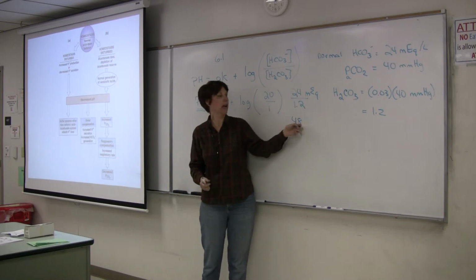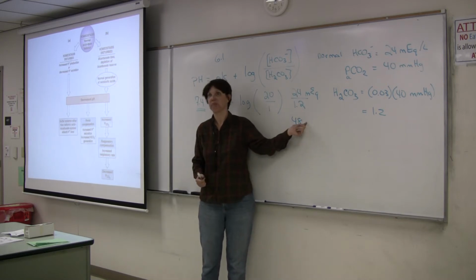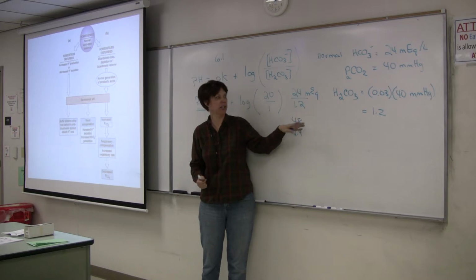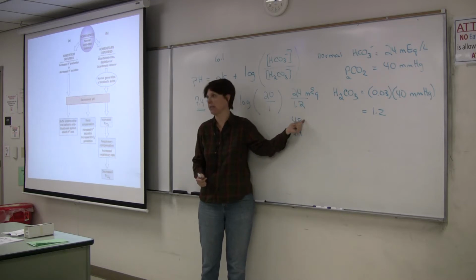What if I have extreme vomiting and I lose hydrogen ions, so I have too many bicarbonates? What did we say our respiratory response was going to be? Decrease our respiratory rate, retain carbon dioxide. By retaining carbon dioxide, what's going to happen to my carbonic acid?